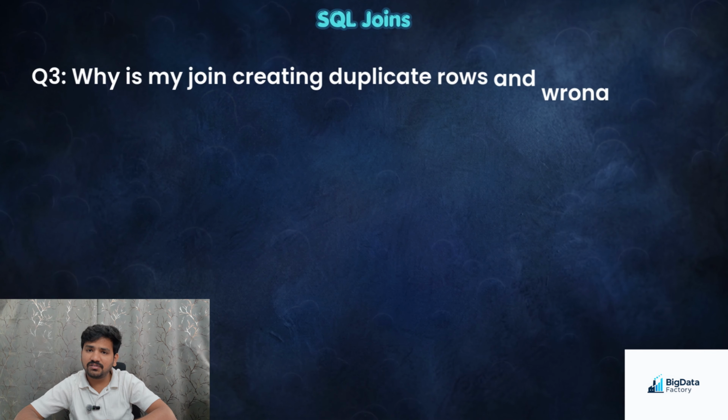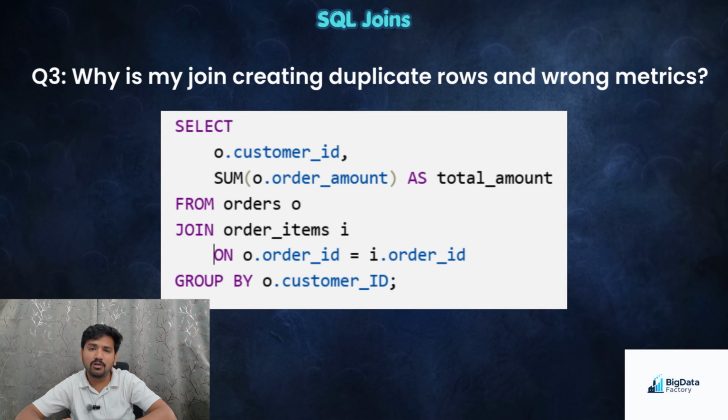Now remember this carefully. The orders table is at order level. That means one row represents one order. But the order items table is at item level. That means one order can have multiple products. Now suppose someone writes this query. At first, this query may look correct, but it can give the wrong result.